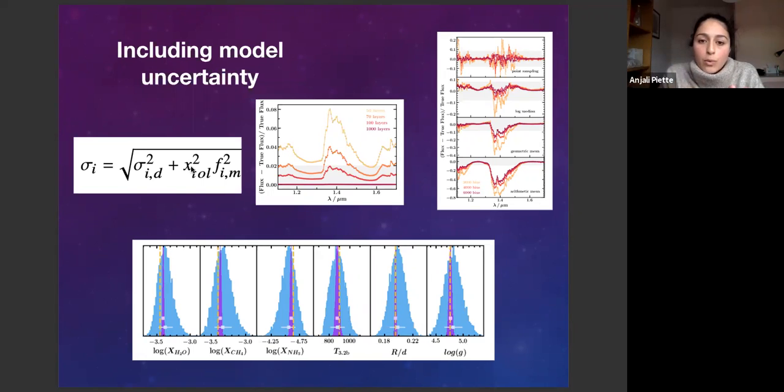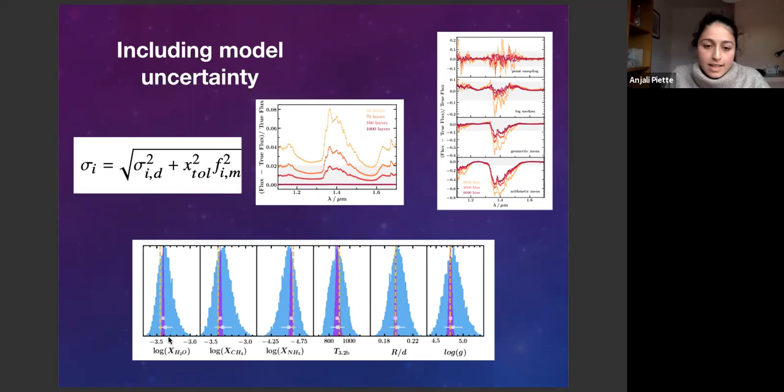So our way of including the model uncertainty is by setting a prior on the xTOL parameter, a lower bound prior of 8%, and allowing it to extend to higher values. And that's what's done here for the blue posteriors in this test retrieval. But for the purple posteriors, the very narrow ones, we allowed xTOL to go right down to 0 so that the retrieval could choose to have no model uncertainty if it wanted.